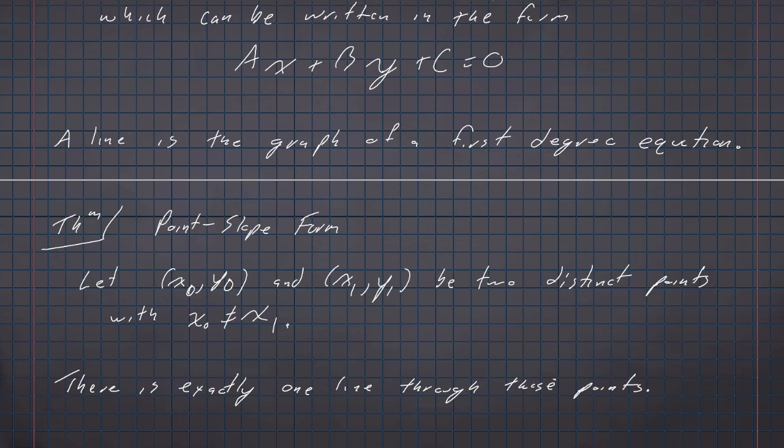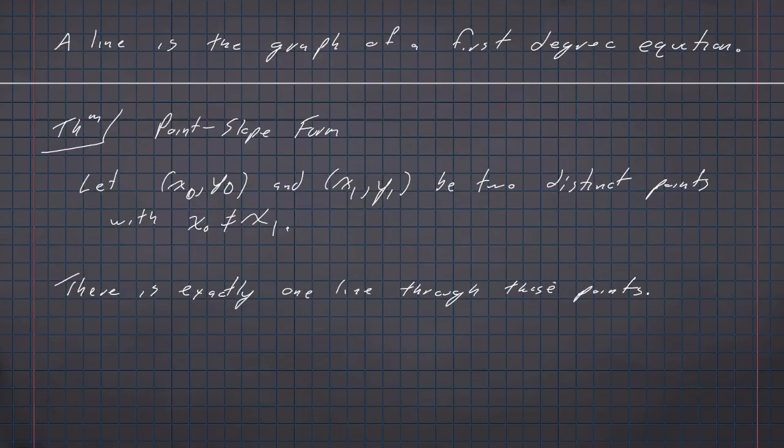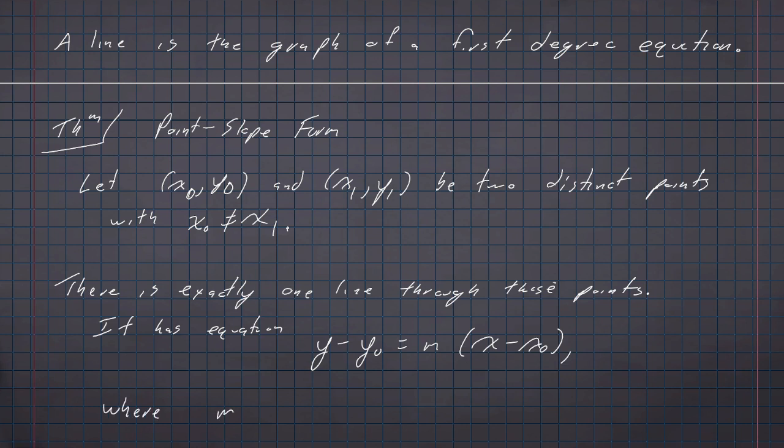The theorem claims that there is exactly one line which passes through these points, and the equation of this line is y minus y naught equals m times x minus x naught, where m, which is defined as y1 minus y naught over x1 minus x naught, is the slope of the line.